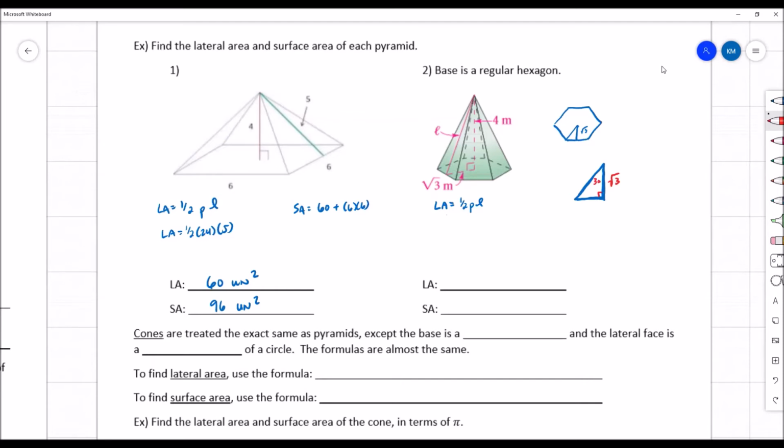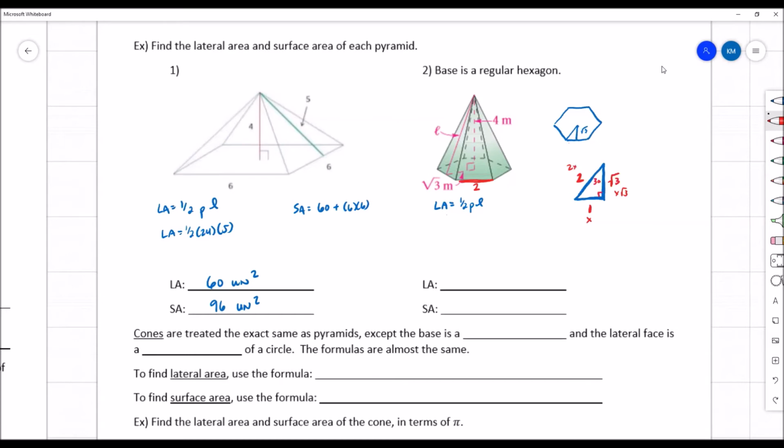This would be a 30, 60, 90 triangle. So if this is radical 3, that must mean that this side is 1. Okay, right here. And our hypotenuse is 2, not that we care too much about it. So each of these sides should be 2, and we just figured that out by looking at a 30, 60, 90 triangle there, because our ratios are x, x radical 3, and 2x.